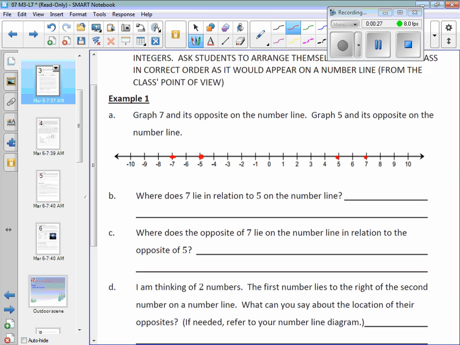Okay, where does 7, this number here, lie in relation to 5 on the number line? They want to know left or right, and if so, how many places? Who would like to respond? Jay, move up. Move up. Connor.